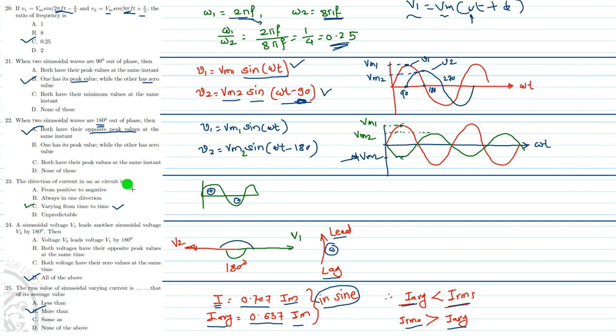The direction of the current in the AC circuit is always varying from time to time. So it means sometimes it is plus, sometimes it is minus. So it is varying from time to time.